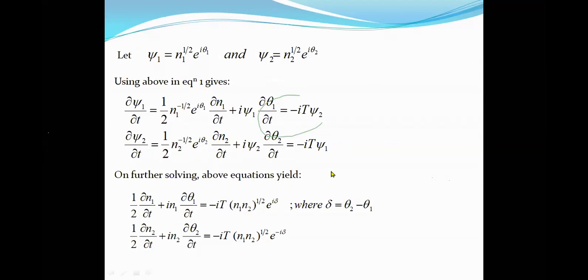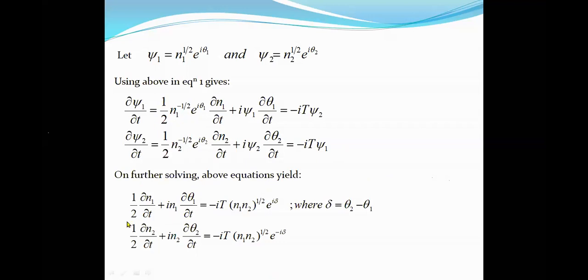I think it is clear to you now. You are convinced, I guess. Now here it is written: on further solving the above equation, we yield the following. So how are we going to further solve these equations? Here you can see that dn1/dt is there, here it is there too, and this 1/2 is there.